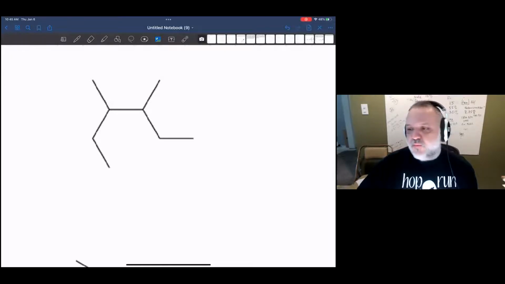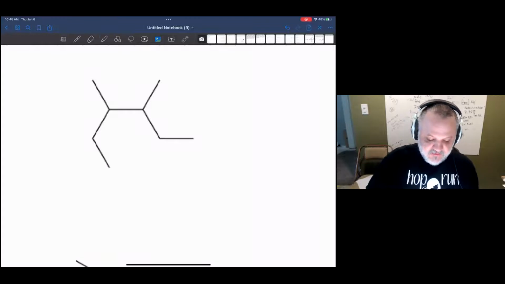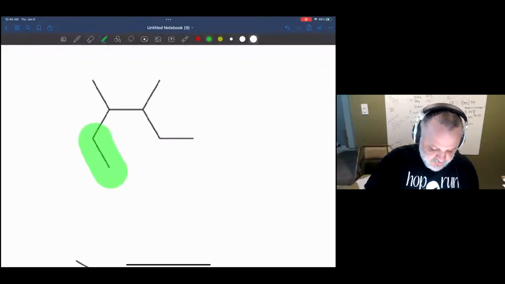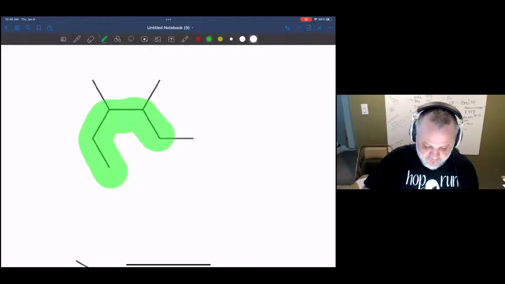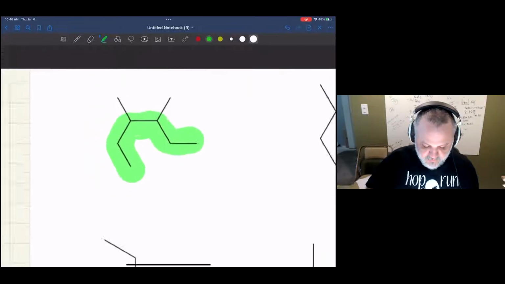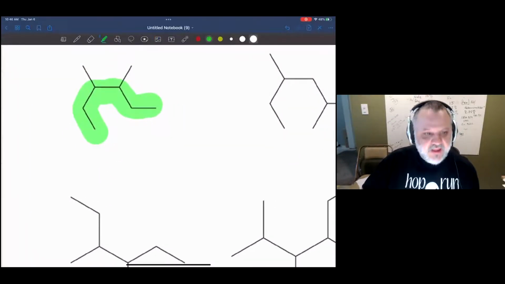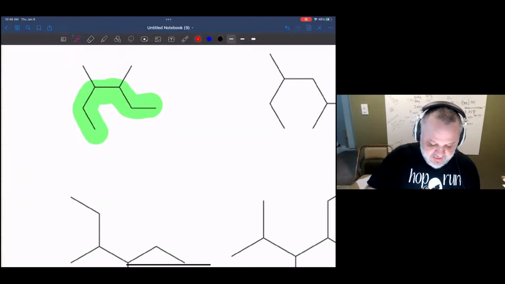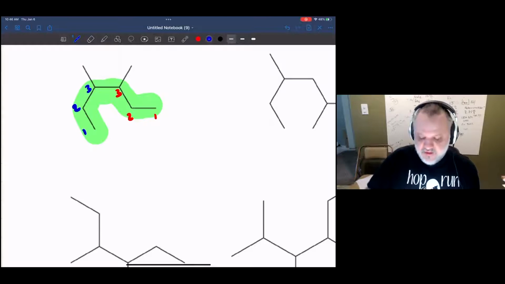All right, so let's count the longest chain. It looks like the longest chain is going to be 1, 2, 3, 4, 5, 6. So we've got 6 as the longest chain. And now what we need to do is number it. If I remember, we number in the direction that gets us to the substituent the fastest. 1, 2, 3, that would be that version. And then 1, 2, 3, it's a tie either way. So it doesn't matter which way we number it.